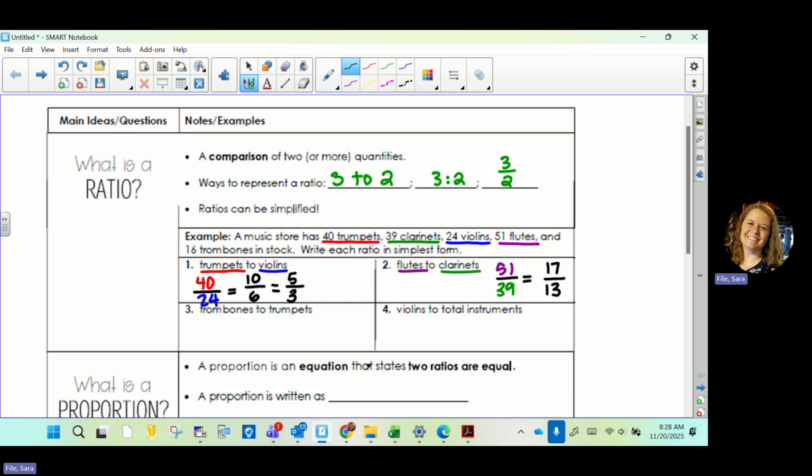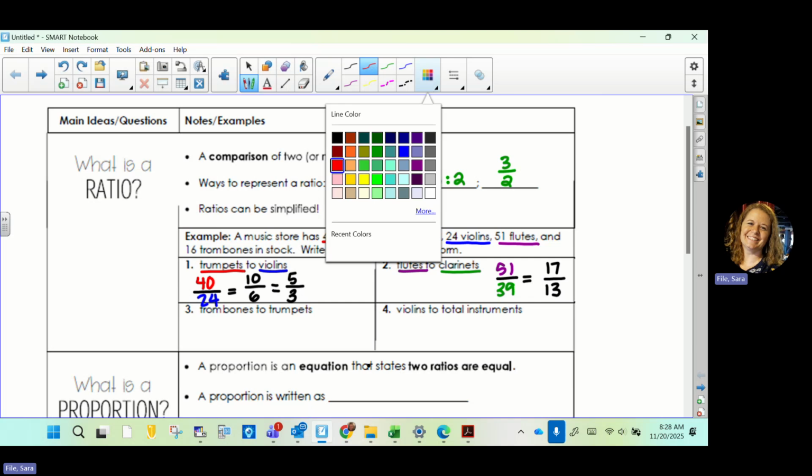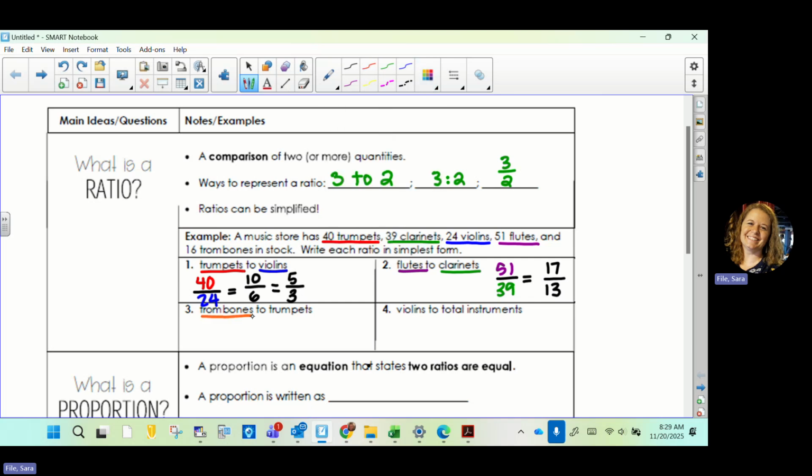All right, and then this last one says, how about trombones? There's 16 of those, to the trumpets, and trumpets were red. There was 40. So 16 to 40, I can reduce. I definitely know I can reduce by 2 because they're both even. If that's what you have to start with, just 2 each time, and keep doing it, you can do that. Or if you see a higher number that will go into both of these, you can start there.